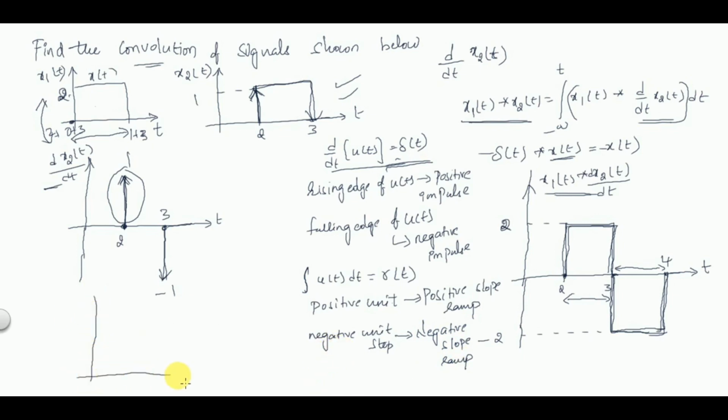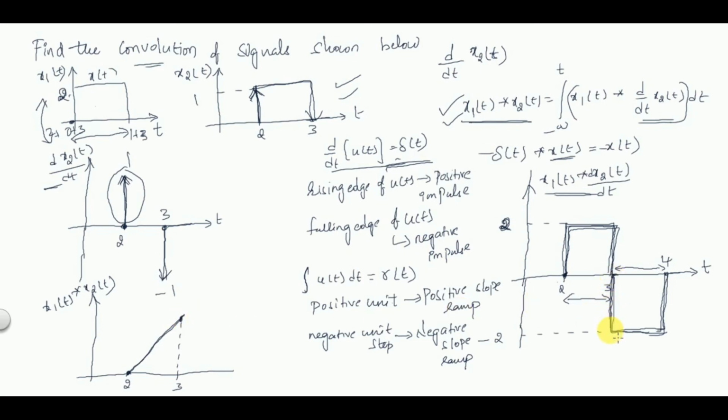Okay, so how will the convolution be? The convolution formula, x1 of t convolved with x2 of t. By using this equation, I am drawing this now. There is a positive unit step from 2 to 3, so there is a ramp signal which starts at 2 and ends at 3, a positive ramp with a slope equal to 2. With the same slope, d by dt of this.